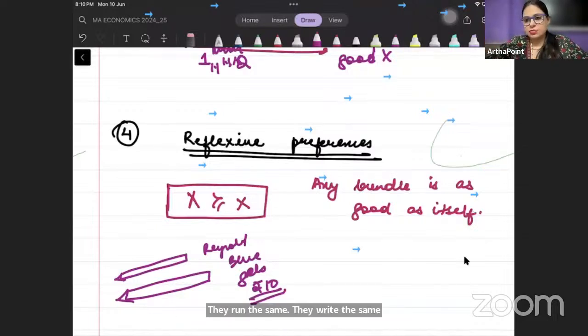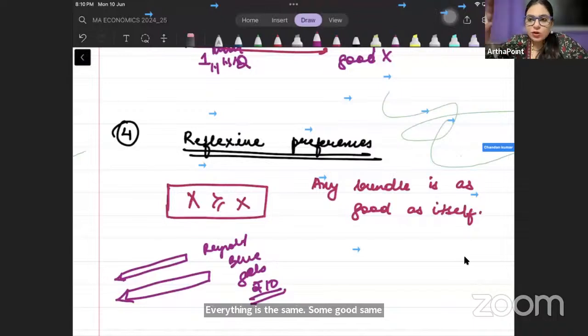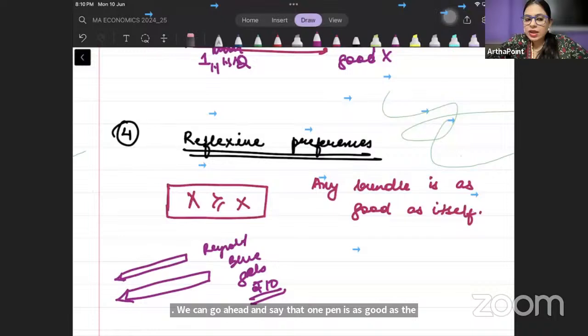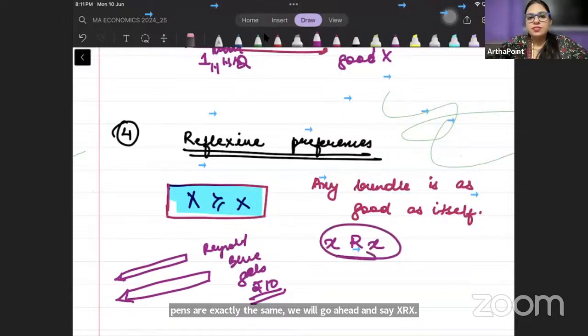सब कुछ same है एकदम, 2 pens के बीच में. So if I go ahead and I give you 2 pens, and these 2 pens have everything same, सब कुछ इनके बीच में same है, then we can go ahead and say that one pen is as good as the other pen. There is no difference between the 2 pens. So when the two pens are exactly the same, we will go ahead and say X R X. One is as good as the other.